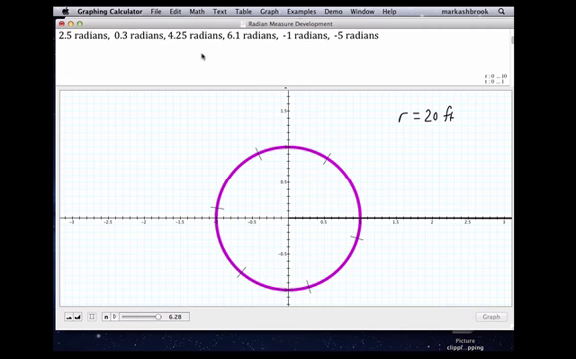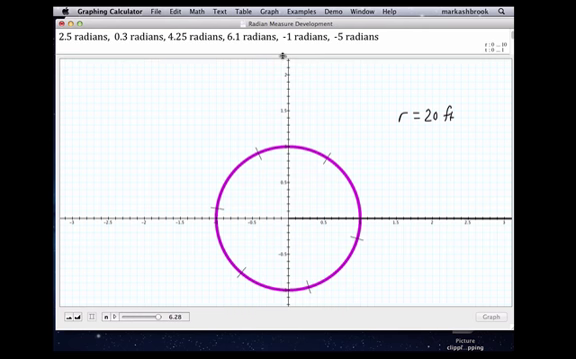So just practice quickly identifying where you would end up on the circle for these angles. Where would the terminal side cut through the circle for each of these? 2.5 radians, 0.3 radians, 4.25 radians, 6.1 radians. And then -1 and -5. So get a partner and do these. Talk through them together. You get 1 minute to work out where each of these would be.